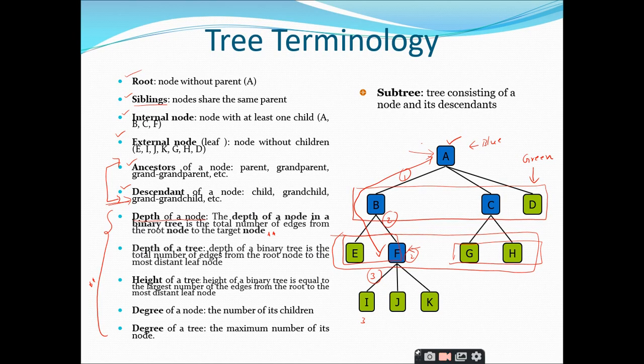Yes, sir. And coming to the depth of the tree, this is very important. So the depth of a tree is nothing but we define it in the same terms. That means we define it as the number of edges only from the root. But this time when you want to find the depth of a tree, you should always calculate the number of edges from the root node to the last distant leaf node, right? So what is the depth of this particular tree? 3, sir.